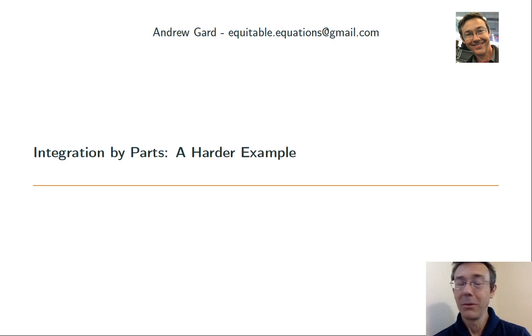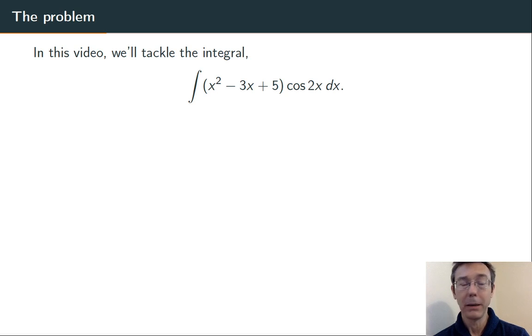Hey everybody, today we're doing a harder example of integration by parts. We're going to look at this problem, the integral of (x² − 3x + 5) times cosine of 2x.